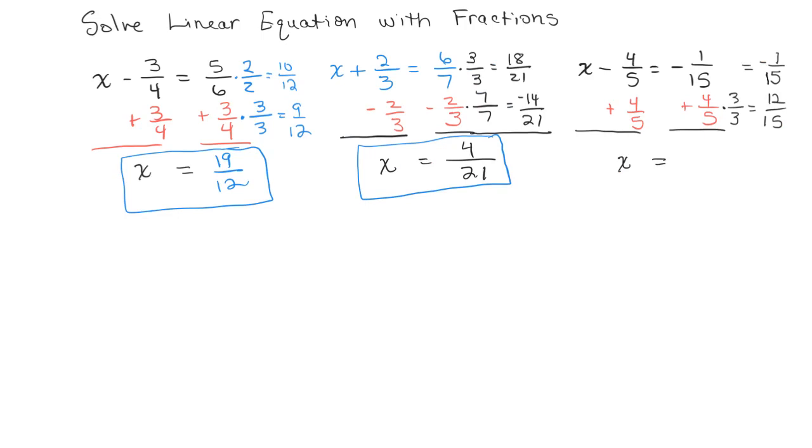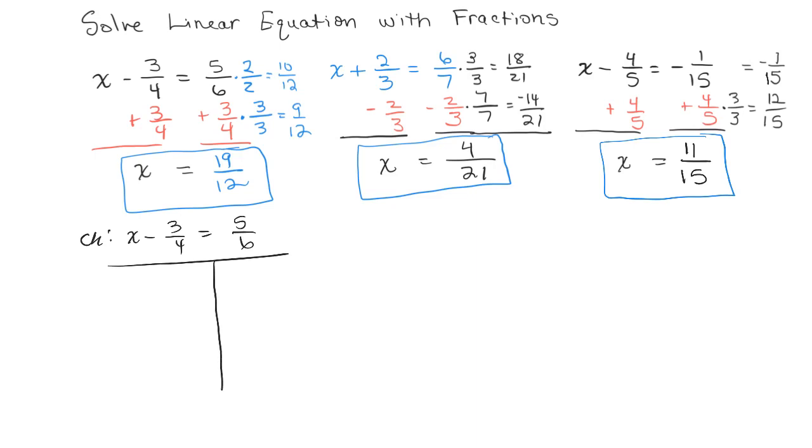All right, so what do I have here? Negative 1 plus 12. Okay, so negative 1 plus 12 is 11. So I'm going to have 11/15. So it looks like those are our three answers. We can make sure those are correct by checking. So we write the original equation for each of these. And then we're going to plug in what we got for our value of x. So I'm just going to write all three equations here to begin.